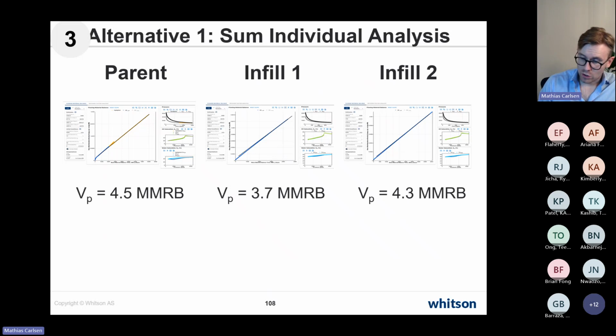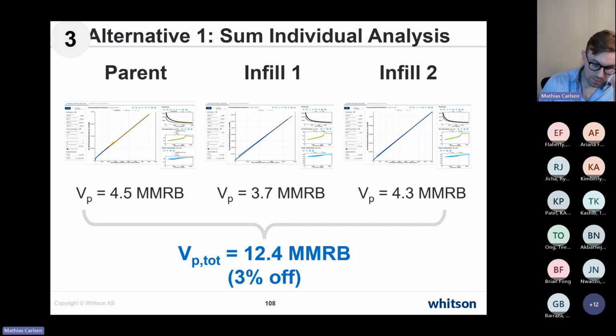If you compare this to the actual mapped in-place volume for the synthetic model, it's very close, around 3% off. So at least the synthetic simulation works okay.